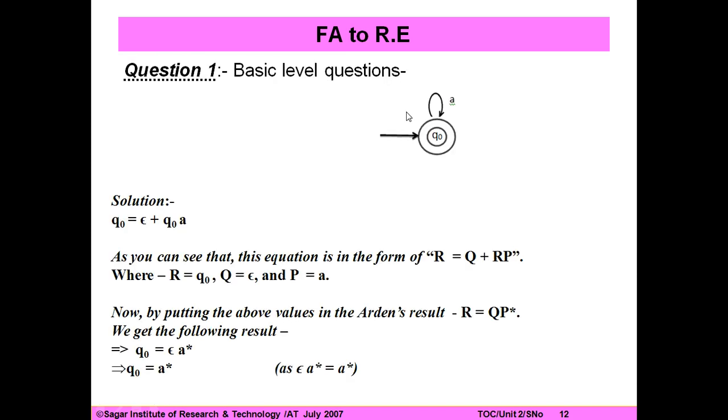So let's take an example. This is a finite automata which is given to us. We have only one input provider, which comes from Q0.